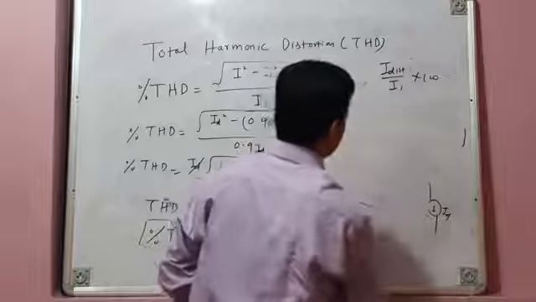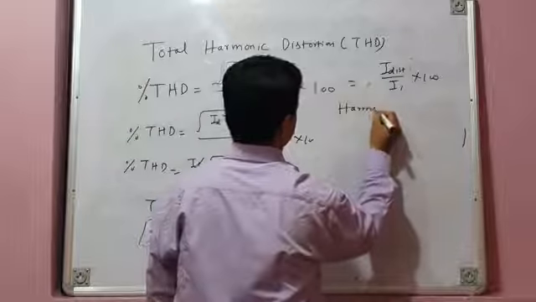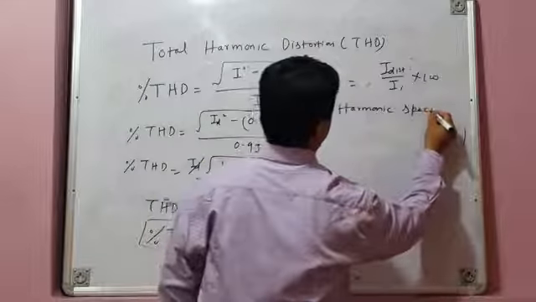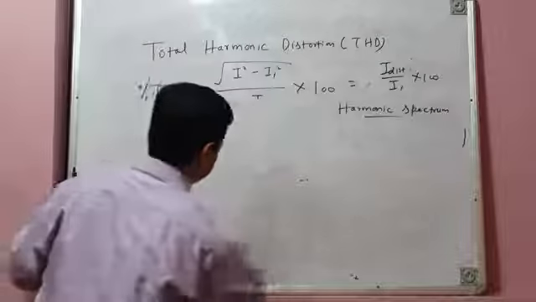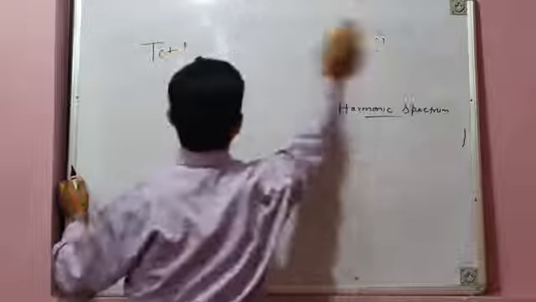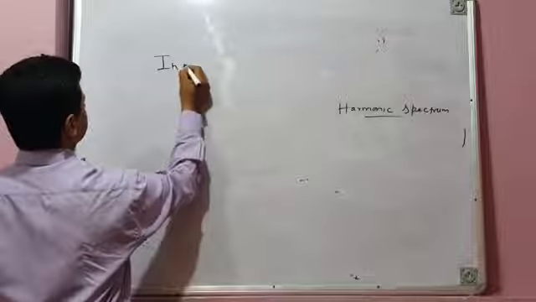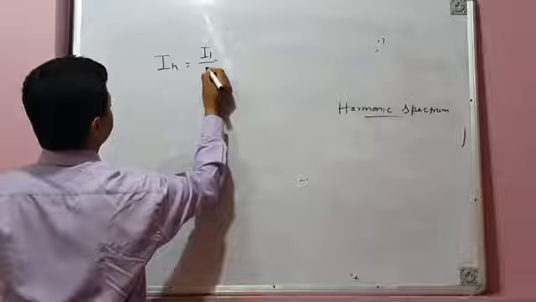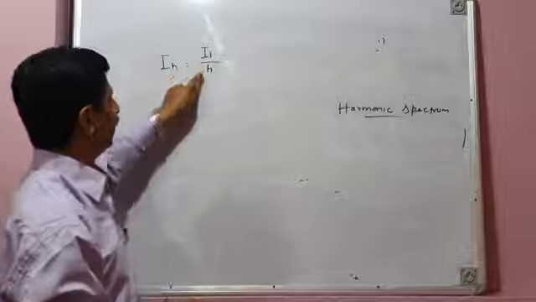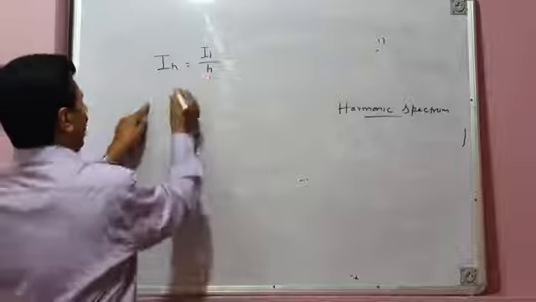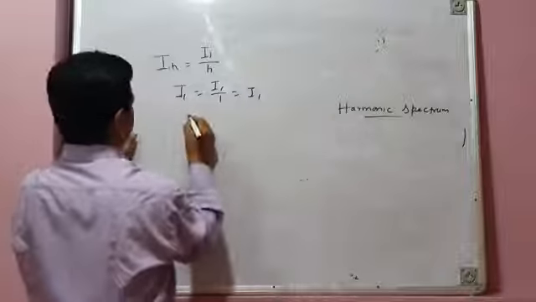So finally, I will show you the harmonic spectrum of the source current. Harmonic spectrum can be shown like this. Your harmonic current is given by the fundamental component of current divided by H, where H is the harmonic order. You remember that, for example, if you have the fundamental component, what is H? H is 1. So I1 is equal to I1 by 1, that is I1. It's the fundamental component.